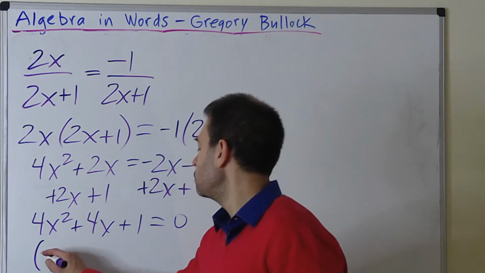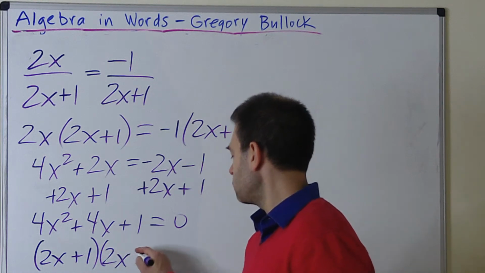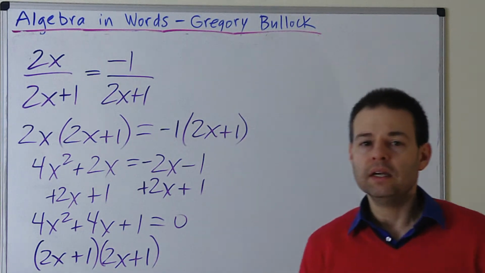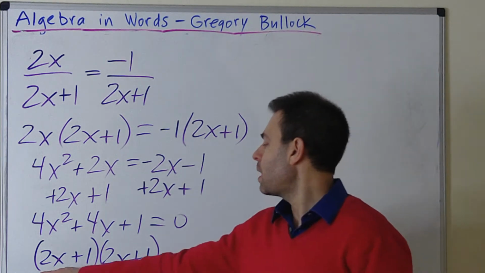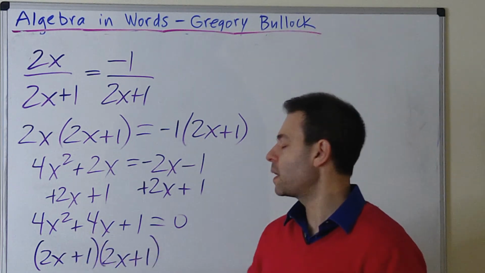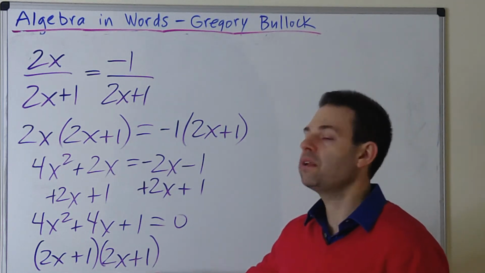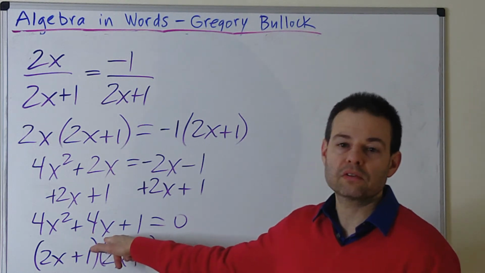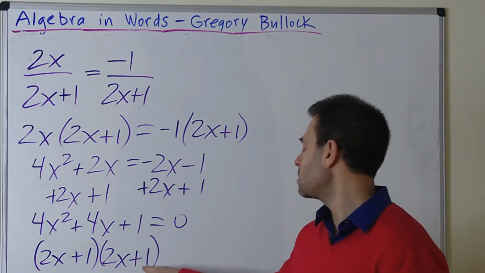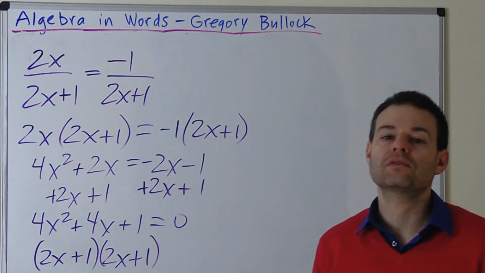And what if we do (2x + 1) times (2x + 1)? Let's just FOIL that to make sure that works. Product of the first is 4x squared. Product of the outside is 2x. Product of the inside is 2x. 2x plus 2x is 4x, which is the middle term at the top. And 1 times 1 equals positive 1. So these are the correct factors to use.